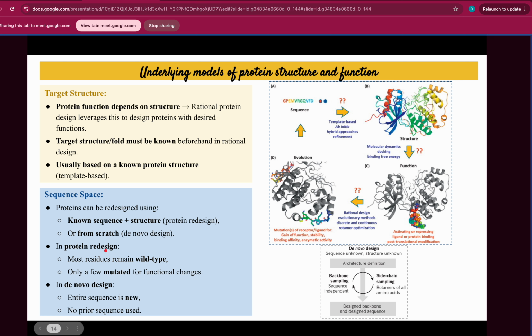So in protein redesign, most residues remain wild type, only a few mutated for functional changes. So when we talk about the rational protein design, it is known as protein redesign. When you already have a protein and you are simply redesigning it, you are not generating a new protein. So in this, the entire protein is wild type and there are only specific sites where you are making mutations to get certain functions. But in de novo design, the entire sequence is new and you do not have any prior knowledge of the sequence.